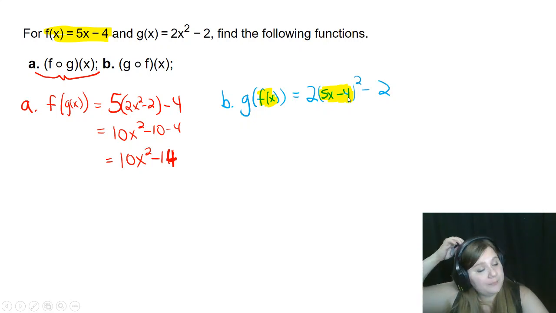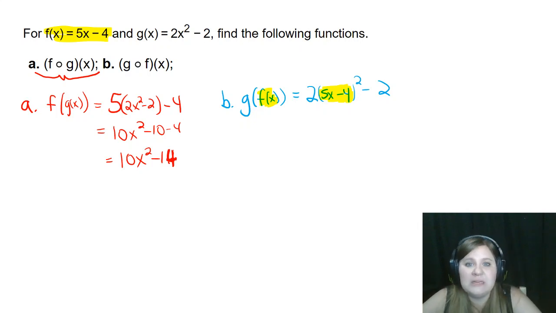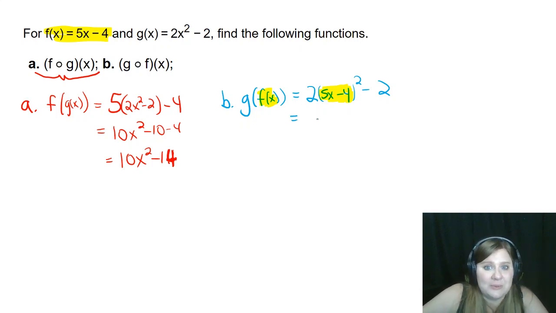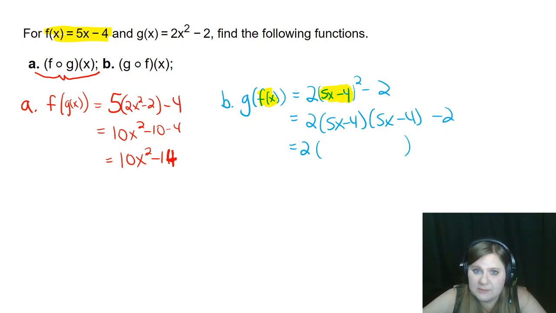Now, remember, squaring 5x minus 4 does not give you 25x squared plus 16. It doesn't give you 25x squared minus 16 either. You have to write it out twice. So I have 2 times 5x minus 4 times 5x minus 4 minus 2. I can FOIL out 5x minus 4, but I want you to try it first. Hopefully you have done that.